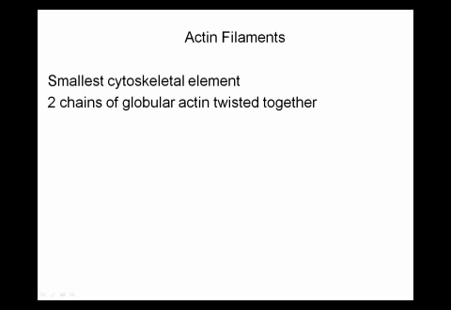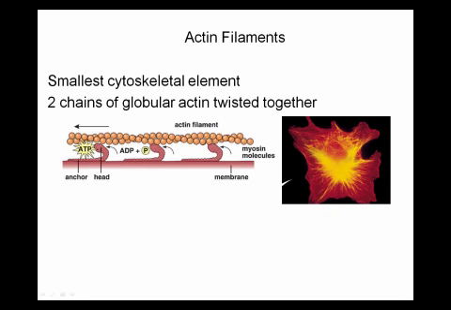The smallest of the cytoskeletal elements is the actin filaments. This is made of the protein monomer. The individual protein is a globular unit called actin, and this forms a chain, and then two of these chains are twisted together to form the actin filament.